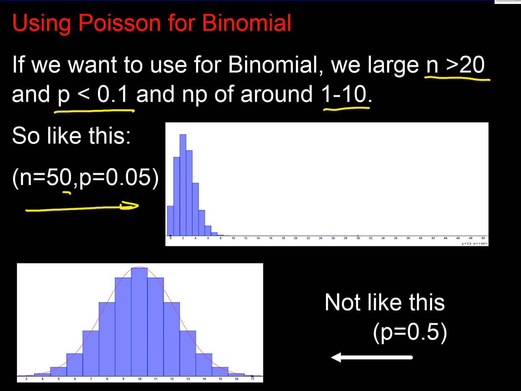So here's our example with n equals 50 and p equals 0.05. So we've got a very skewed distribution towards the left-hand end. We've got a very narrow peak, only a very limited number of probabilities that actually look like they're going to have any meaningful probabilities, right over here, isn't it? And a mean right down here. Not like this one here where our p is 0.5. That's a very symmetric diagram, isn't it? It doesn't really look like a Poisson at all.